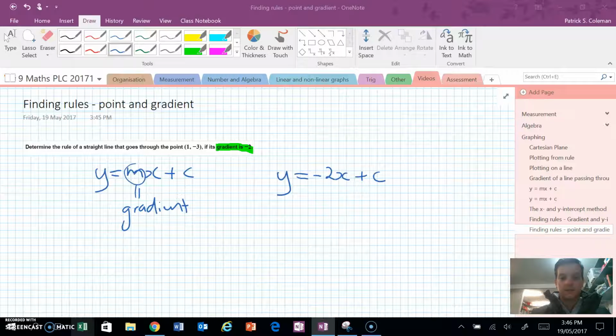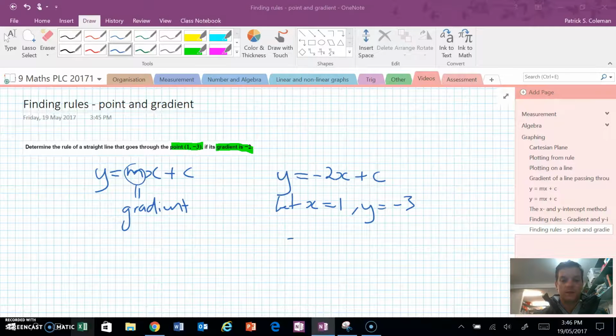x plus c. Now we still need to find c, but what we've got is we have 2 points. So we can use those values and we'll plug them into the equation to find c. So the first thing we're going to do is we're going to say let x equal 1 and y equal negative 3. Then we just plug those straight in. So negative 3 equals negative 2 times 1 plus c. And we're just going to go through and solve this.